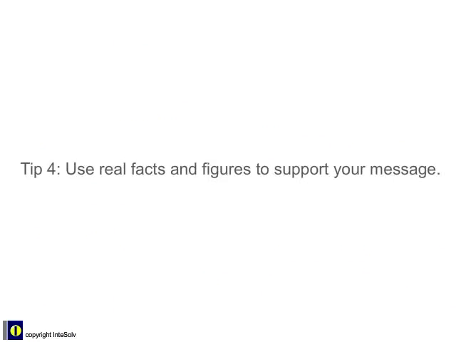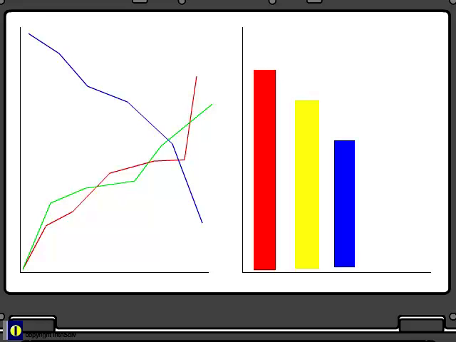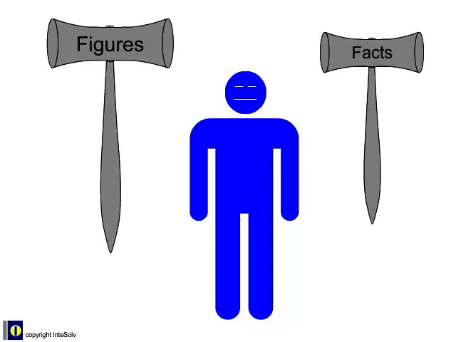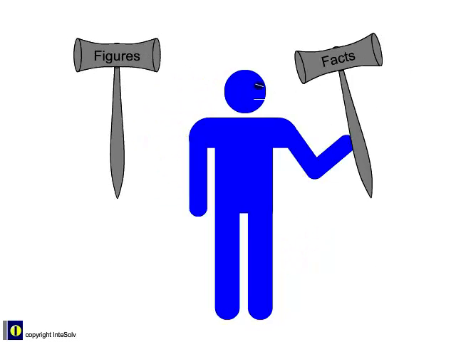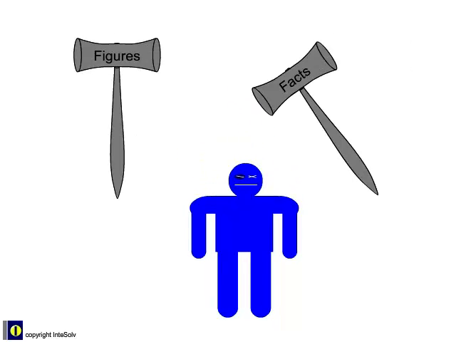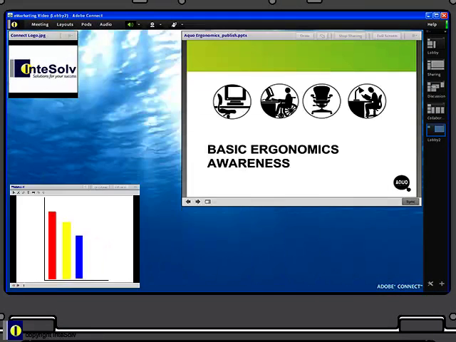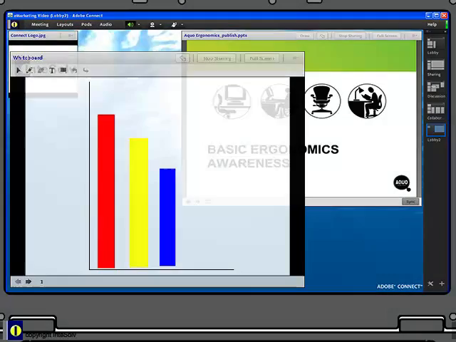Tip 4. Use real facts and figures to support your message. You can claim anything you want, but without the proof, why would anyone necessarily believe you? While including charts and graphs in your presentation are a great way to support your message, don't bombard your presentation with facts and figures, or your audience will feel bogged down. Instead, stick with 1 or 2 key data you want your audience to remember and reiterate that throughout your presentation.